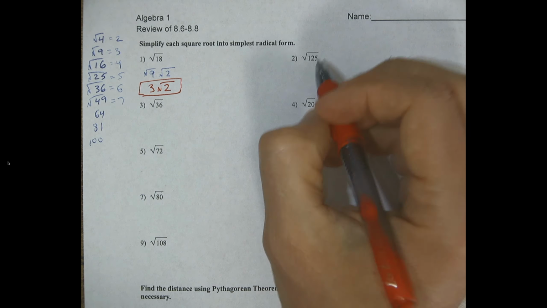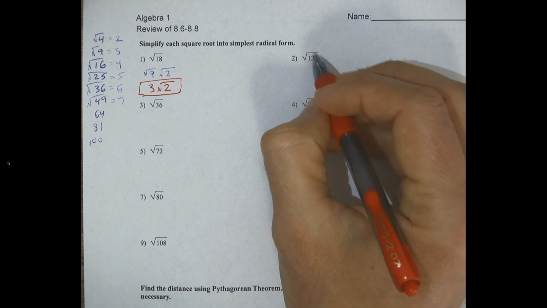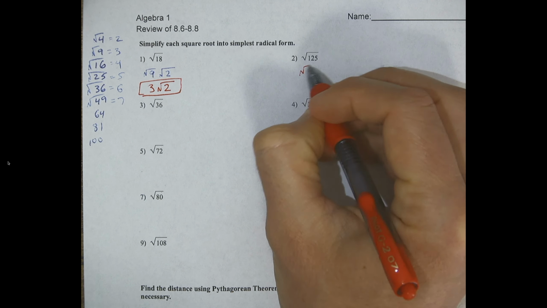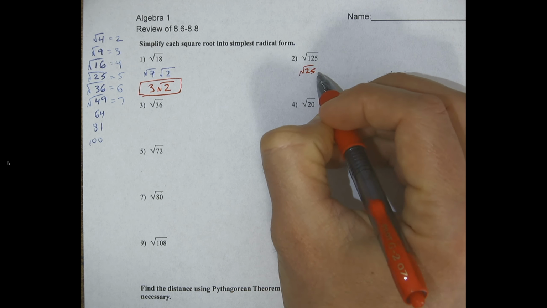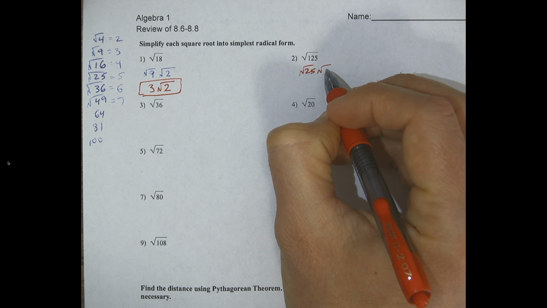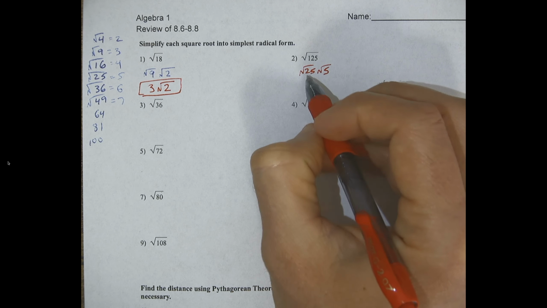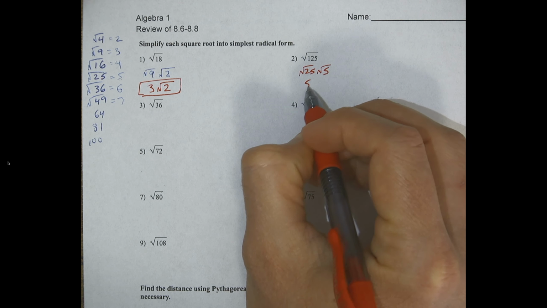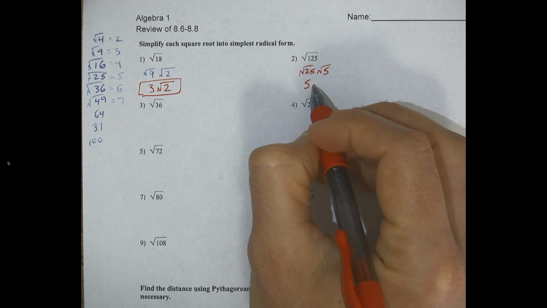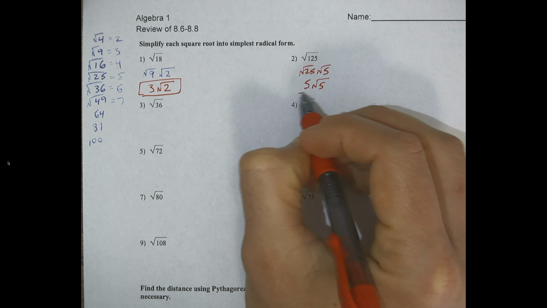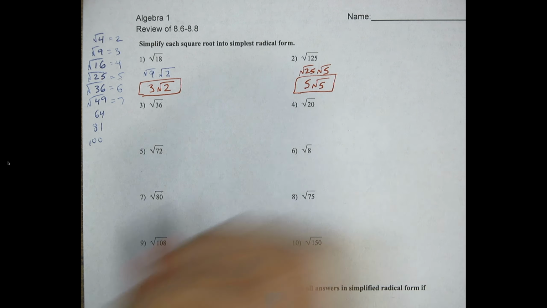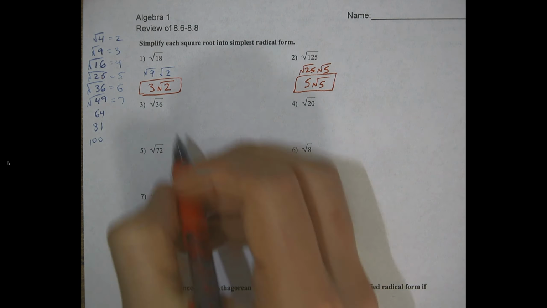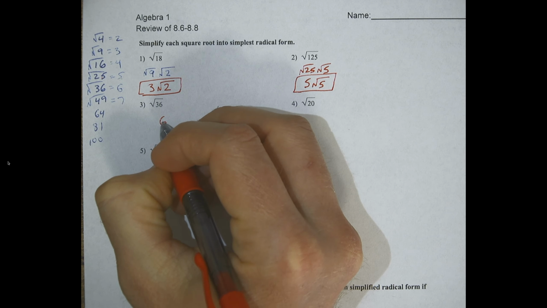Okay, number 2. This one I see right away I can take a 25 out of. And if you divide this by 25, you'll see it goes in 5 times. The square root of 25 is 5, so the square root of 25 becomes 5. Radical 5 just has to stay because there's not a nice whole number square root for 5. Square root of 36 is just 6.